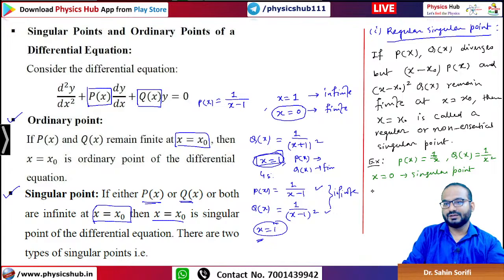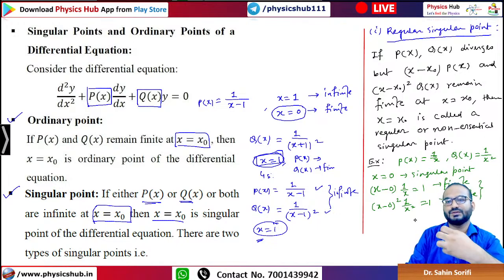But when you consider x minus x0 times p of x, here x minus 0 times 1 by x, it goes to 1. So this becomes finite. On the other hand, x minus 0 whole square times 1 by x square equals 1. This is also finite. So these are non-essential or regular singular points. You can remove the singularity. Understood?